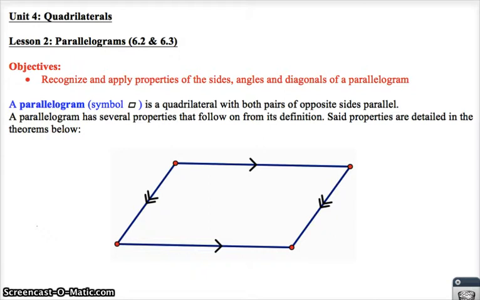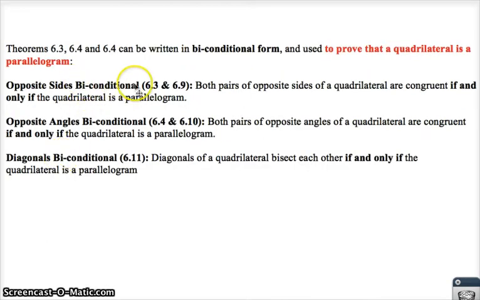But like lots of things we've done already this year, what we're going to end up doing to make life easier for you is to call those things a biconditional. So a lot of these biconditionals will have one theorem number from section 6.2 and another theorem number from section 6.3, and they have to do with one property of parallelograms. But we're going to let you use it both ways.